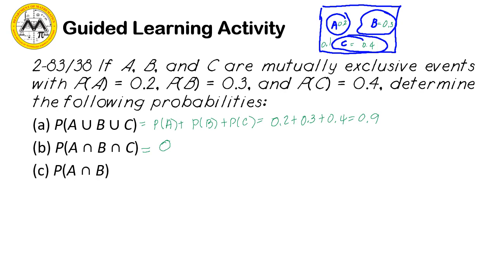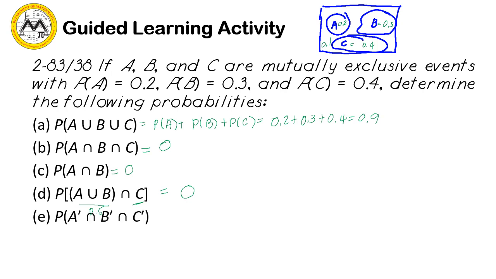How about the intersection of A and B? Yes, it is also 0. How about the union of A or B? The union of A or B is 0.2 plus 0.3, so that's 0.5. But the union of A or B does not have a common region with C, so that means the intersection will be 0.